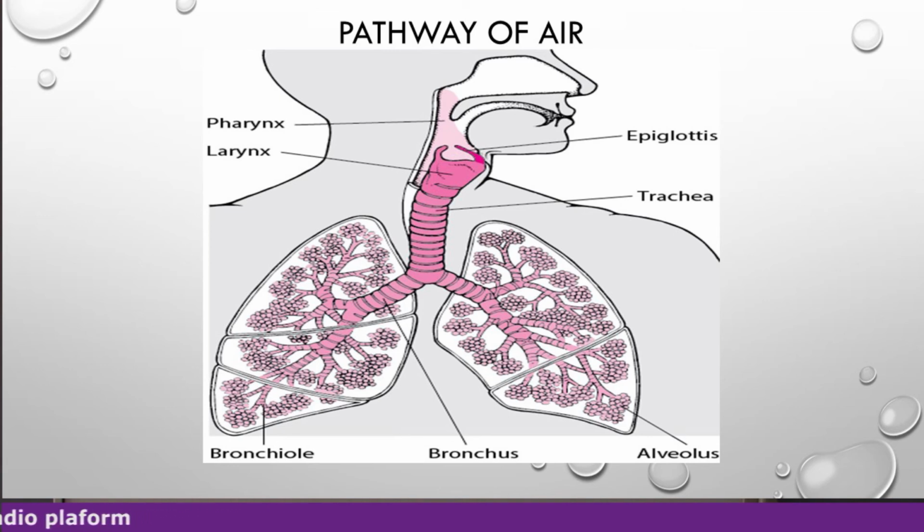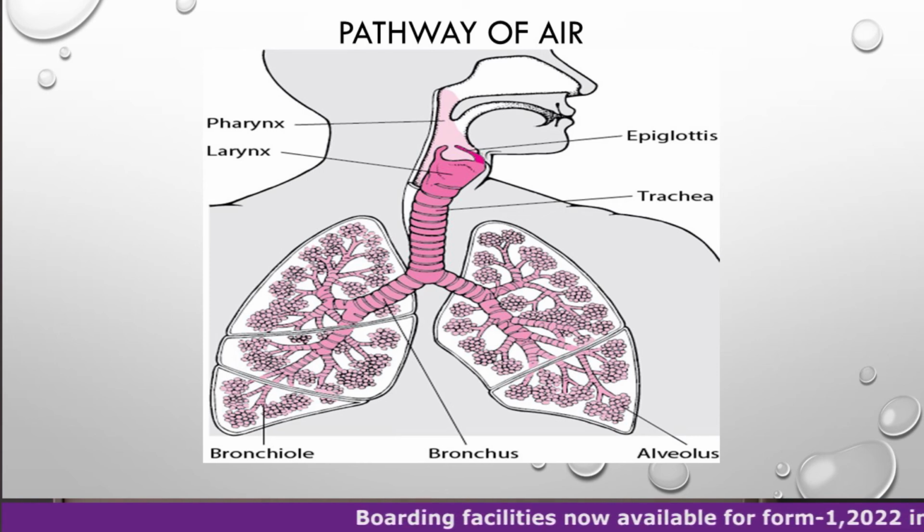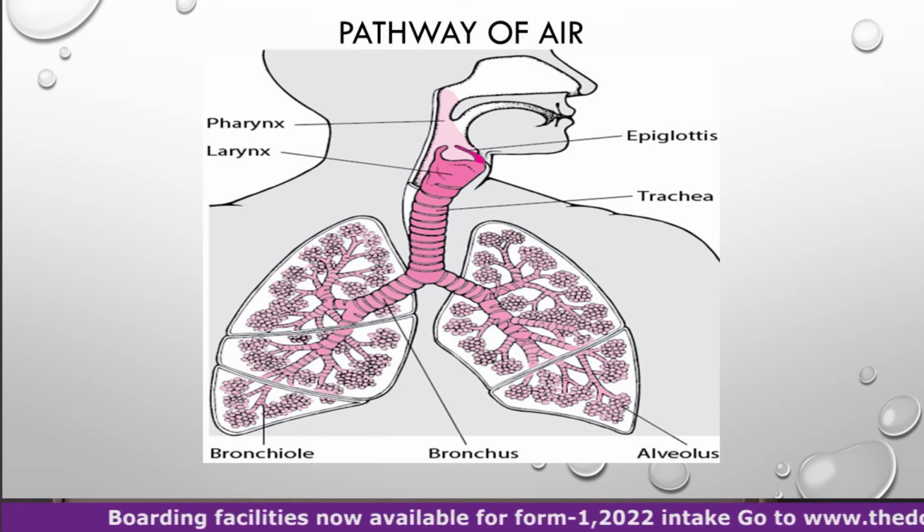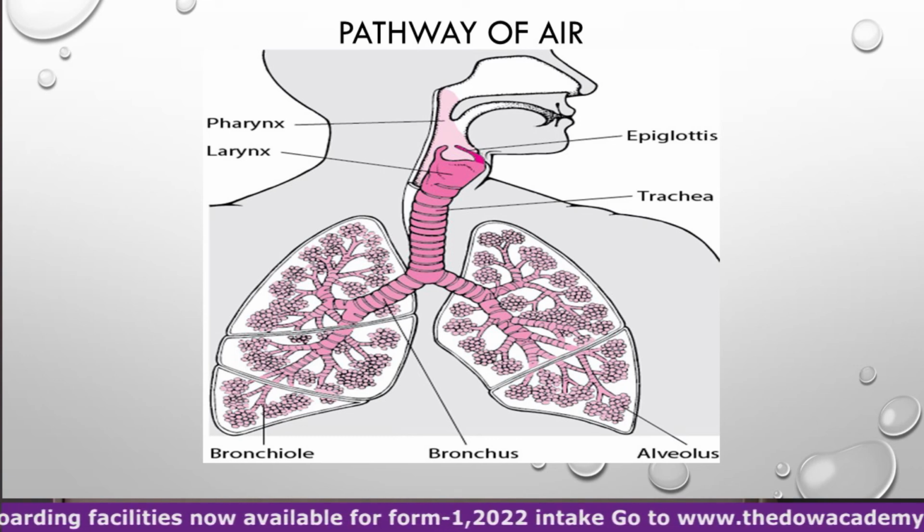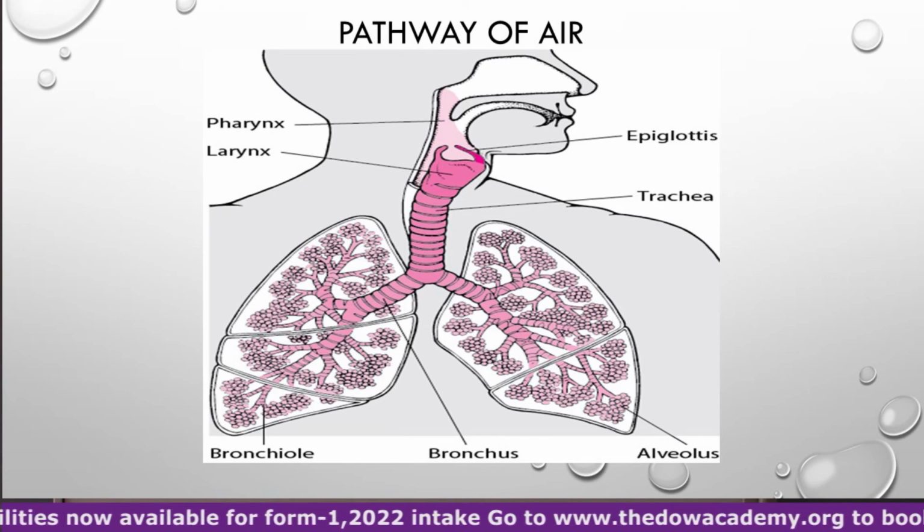Now in the trachea, air goes down and divides into the bronchus. Now the bronchus are within our lungs. In the bronchus, air further goes on into the bronchioles. Now the bronchioles are extensions of the bronchus. They are further branches of the bronchus.